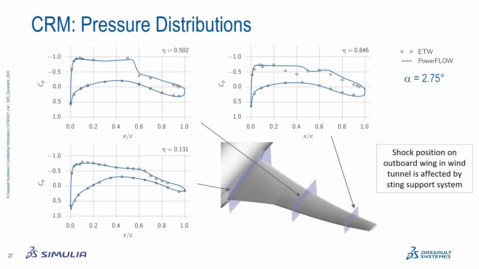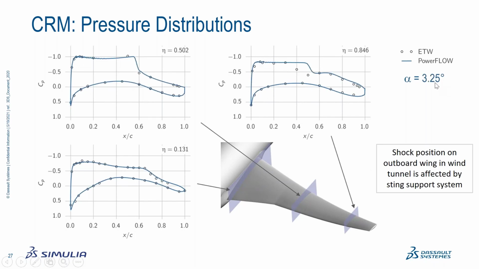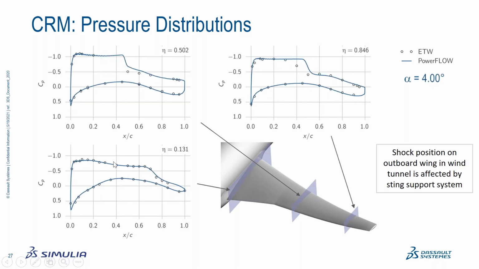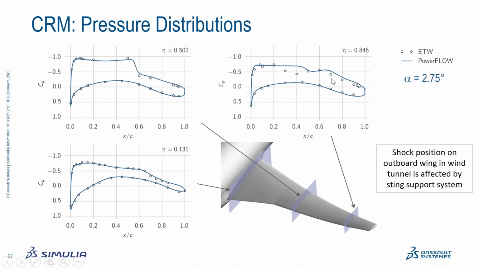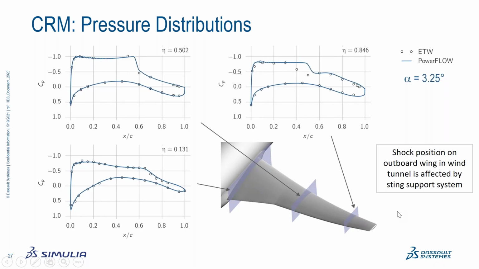When we now look at the pressure distribution in the linear range, this is showing 3 pressure cuts on the wing as we cycle through 3 different angles of attack from 2.75 to 4.0. In the linear range, we can see a very good agreement with experimental data at the inboard and midboard location, and there appear some discrepancies between the wind tunnel and the PowerFLOW simulation at the tip of the wing. But this is a known issue because the shock position on the outboard wing is affected by the sting support system, which is the support system that is holding the model inside the wind tunnel.